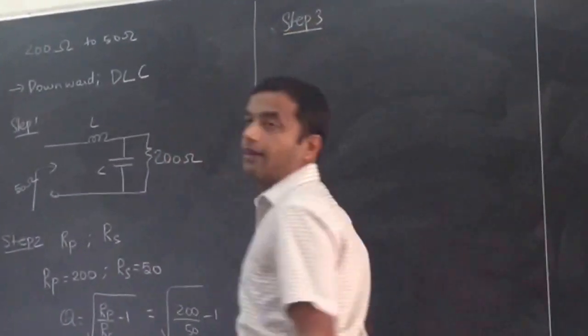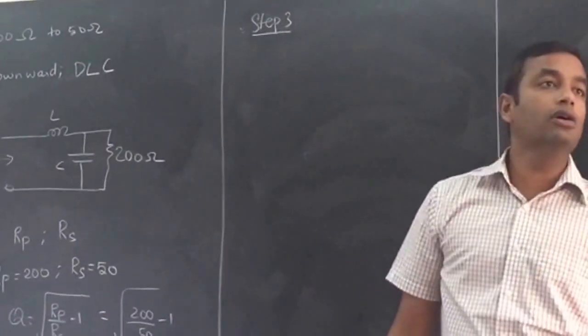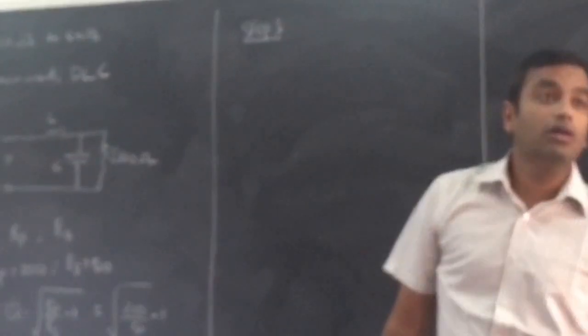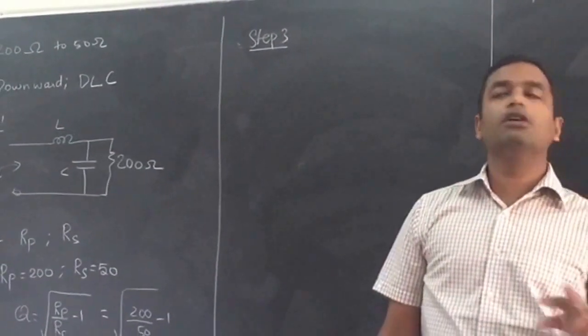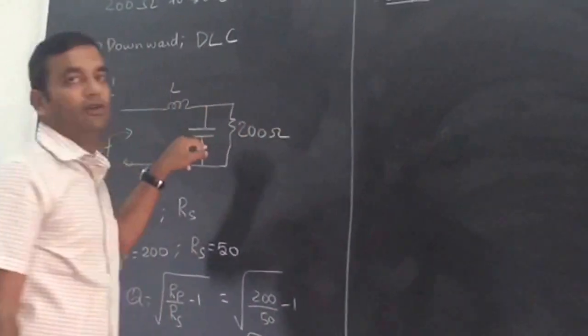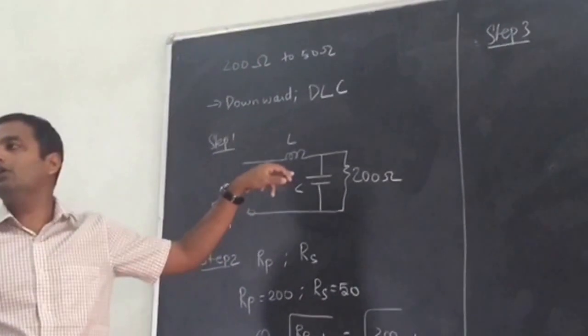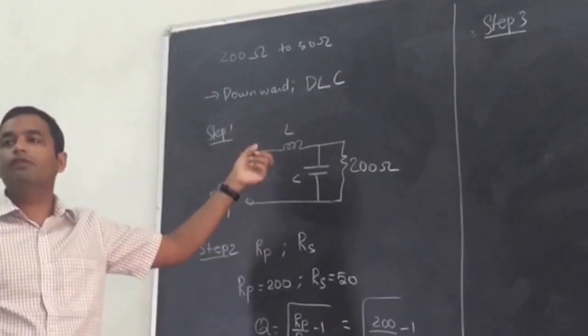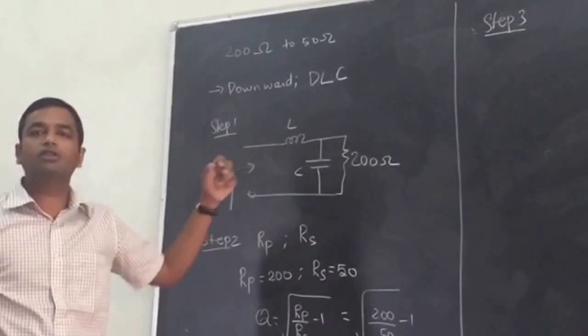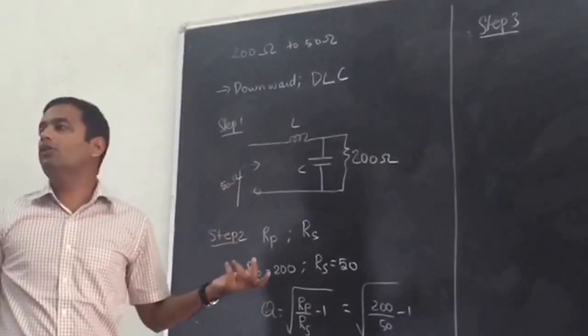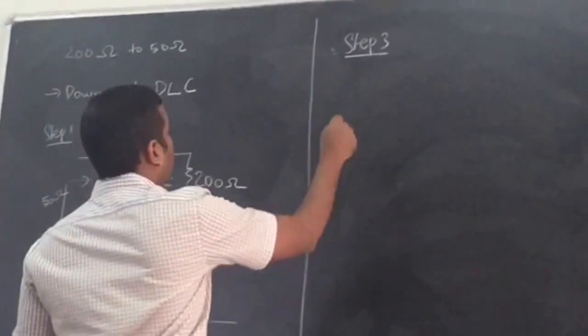Step 3 is to convert into a series circuit. In that case, you had a series circuit, so you converted it into parallel. Here, what do you have? A parallel circuit. So what should you convert it into? Series. So I draw that circuit.